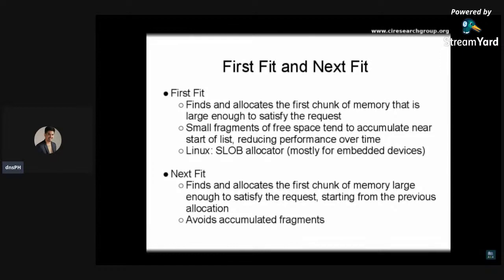to satisfy the request. This approach does result in internal fragmentation, and it also tends to create small fragments of free space that accumulate at the start of the free list, reducing performance over time. The next fit algorithm avoids the external fragment accumulation by starting the search for the next chunk of memory from the most recent allocation. In practice, only the first fit algorithm is used in the Linux kernel, and then only for embedded devices. This algorithm is called the SLOB allocator, which stands for Simple List of Blocks.